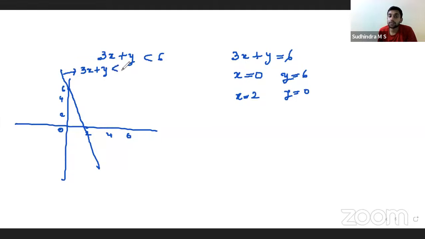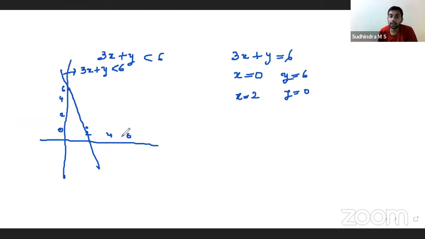But I want 3x plus y less than 6. So this area represents the solution space. Correct? Similarly, if we have two inequalities and I want to find the appropriate solution, I'll do the same exercise for both inequalities. I'll bring the other inequality also and find the feasible area for both. Let's say this is the feasible area. In such a case, this is the solution space.